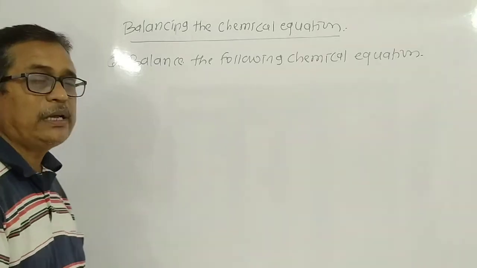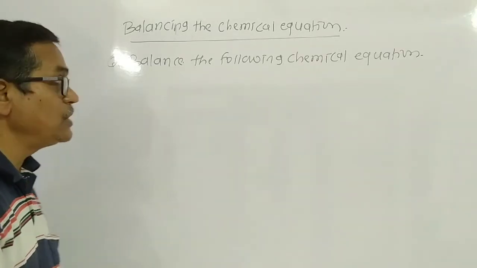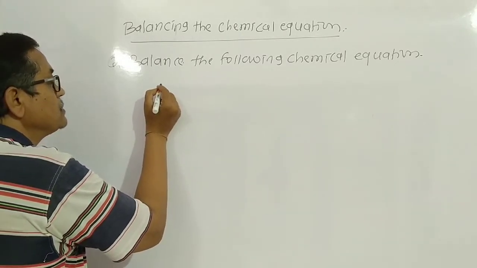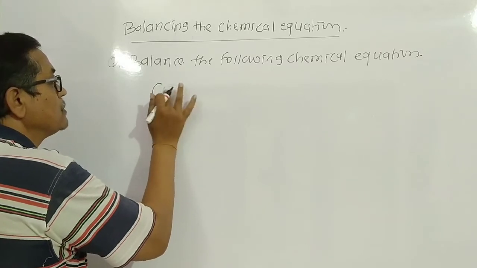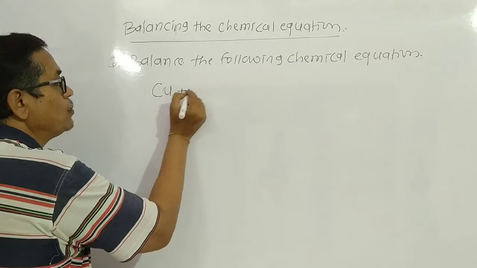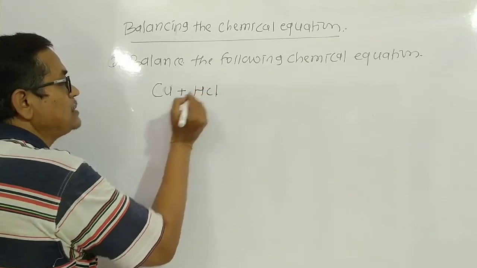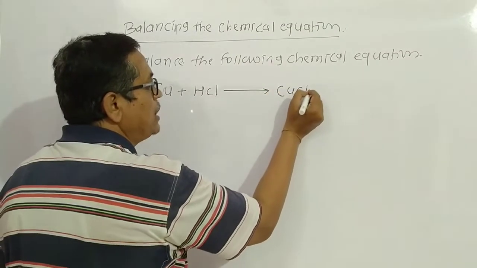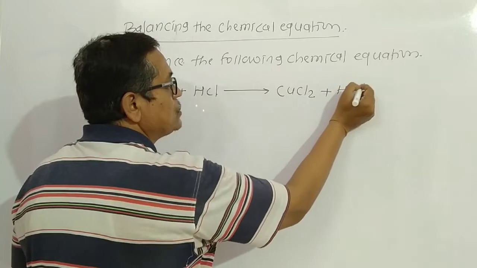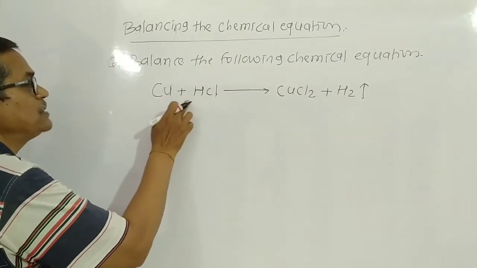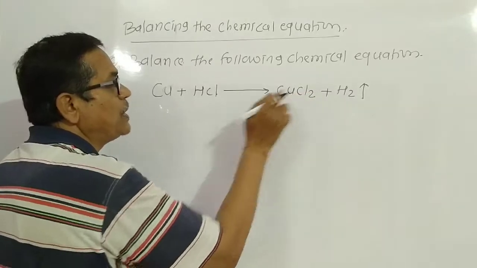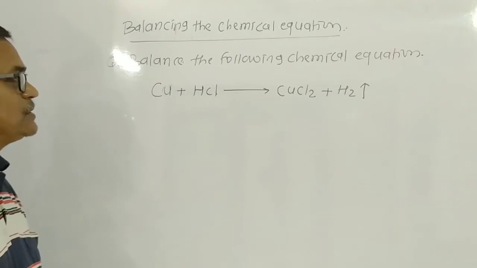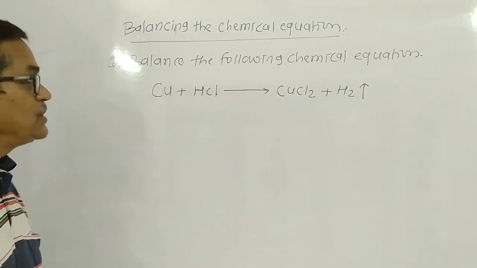We take one example of how we balance an equation. For example, Cu plus HCl gives CuCl2 plus H2. Cu plus HCl gives CuCl2 plus H2. This is one equation. Then how do we balance this equation?